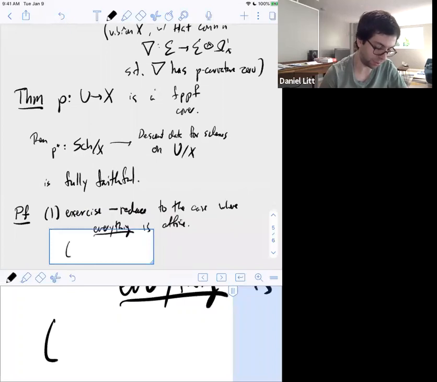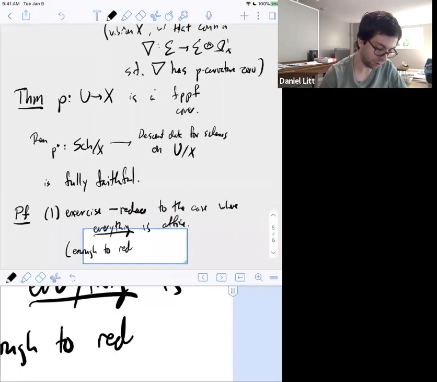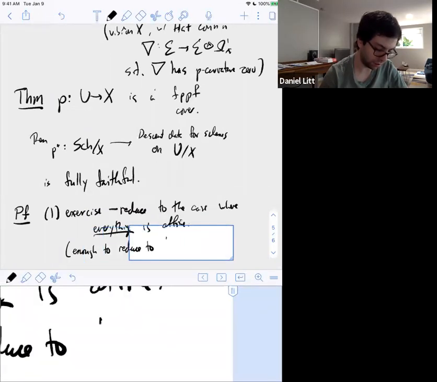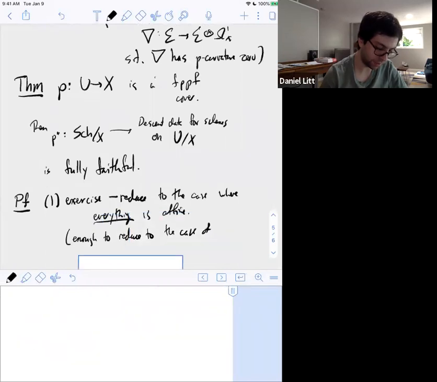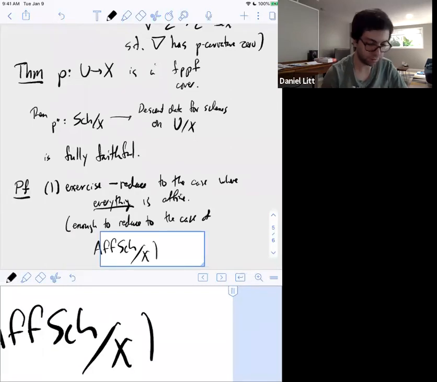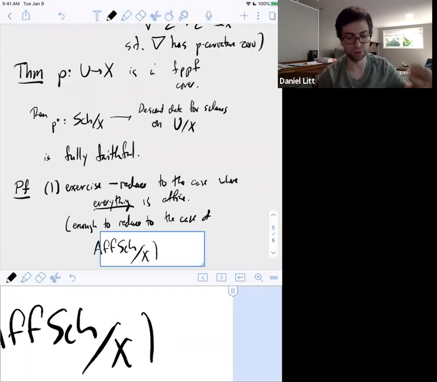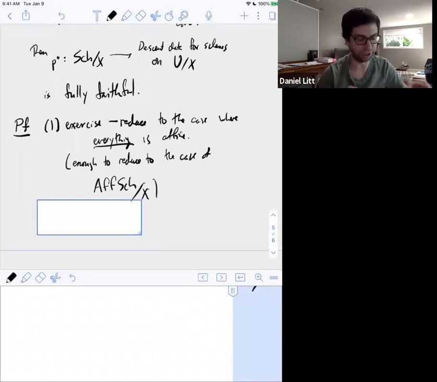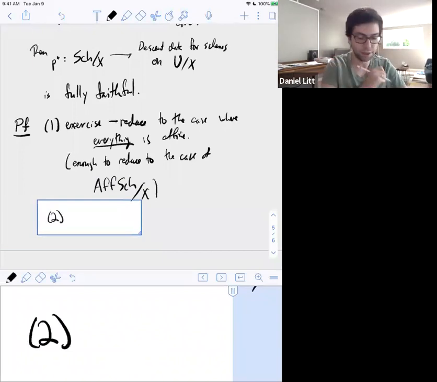But in fact, for what I'm about to say, it's enough to reduce to the case of affine schemes over X. So in particular, for what I'm going to say, you don't have to reduce to the case where X and U themselves are affine. Just the schemes we're trying to understand morphisms between have to be affine. So that's actually a substantially easier reduction. Okay. So once we've done that, can anyone tell me what to do?